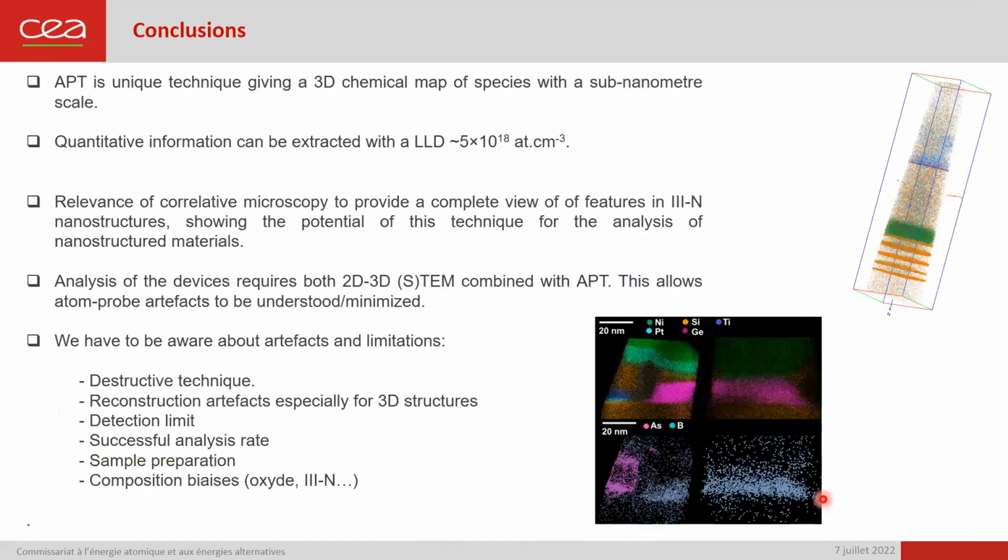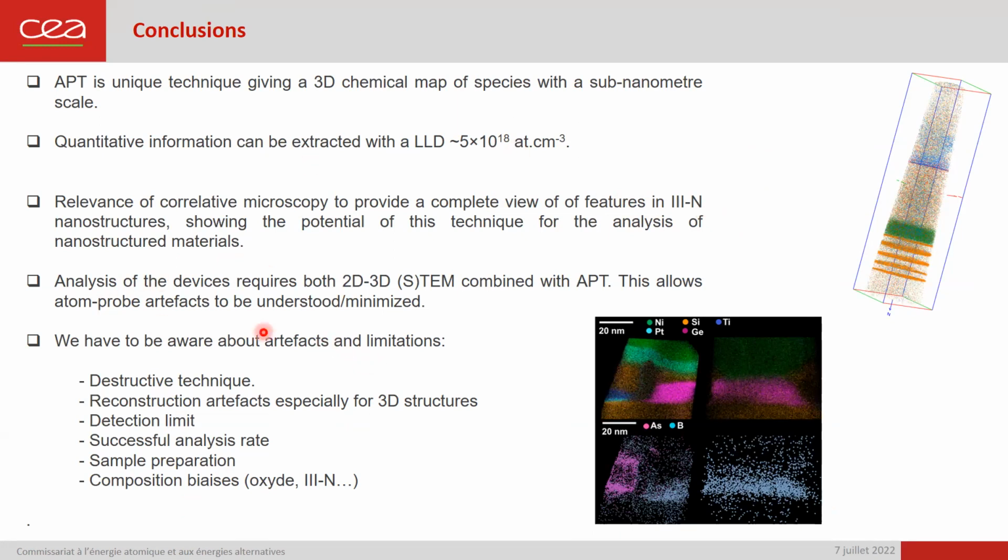So to conclude, I would like to remind you that atom probe tomography is a unique technique that gives a three-dimensional chemical map of spaces with sub-nanometer resolution. Quantitative information can be extracted. And it is very relevant to correlate different microscopy and spectroscopy techniques, especially for three-dimensional structures or nanostructures, to correlate physical, structural, and chemical signatures.